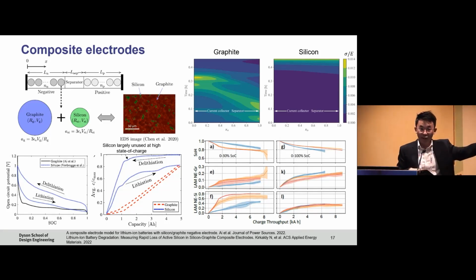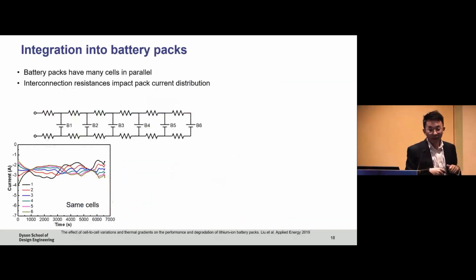So this is really useful for, again, extending the lifetime through intelligent control of your system. Now, the final length scale of interest is what happens when we integrate cells into battery packs. Obviously, a battery electric vehicle is not just a single cell, it's multiple thousands of cells connected in series and in parallel.